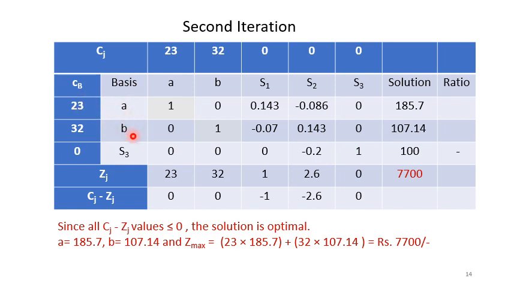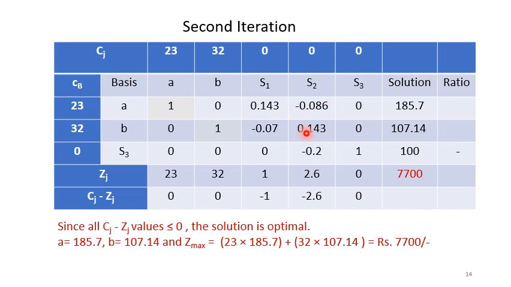These now become your basic variables. All the values calculated according to the calculations in the previous slide will come here. You can see the solution also is written here. The Zj values are calculated. You can see here 23 into 1 plus 32 into 0, that is 23. Similarly, 23 into 0 plus 32 into 1 plus 0, that is 32. 0.143 into 23 plus minus 0.07 into 32 plus 0 comes to approximately 1. You can check, approximately it comes to 1.